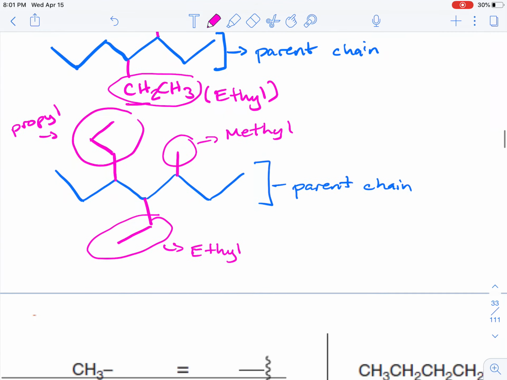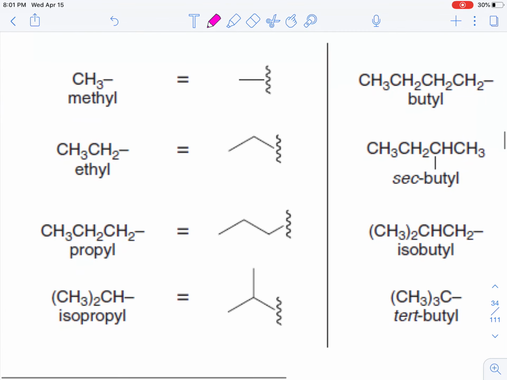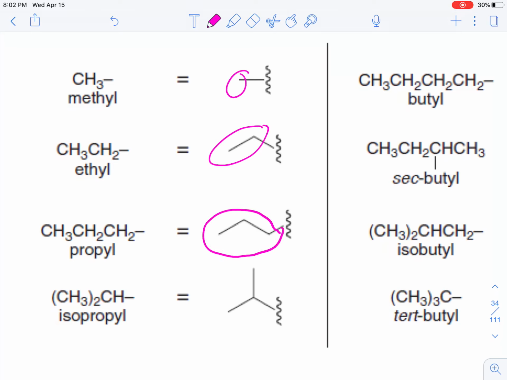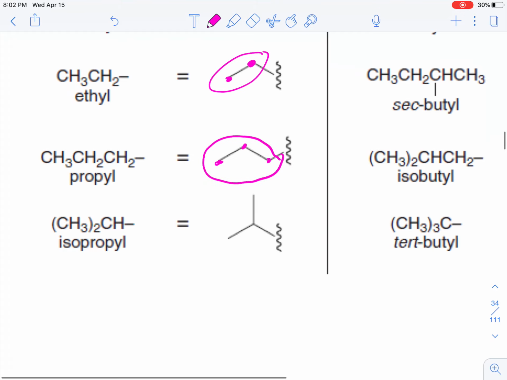Okay. All right, so this is the image for the items that we went over. Notice methyl is only depicted by one vertex, 1 dot. Ethyl, there's 2 over here. For propyl, there's 1, 2, 3. Now there is something called isopropyl.